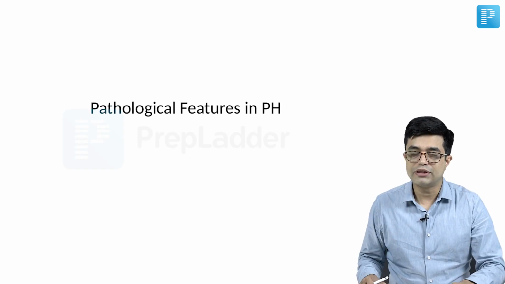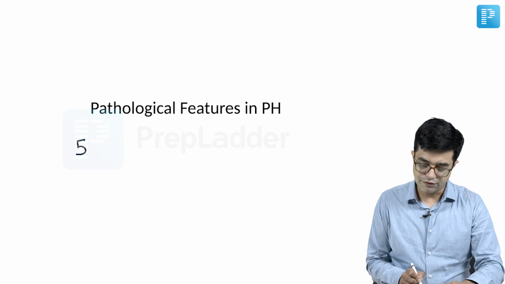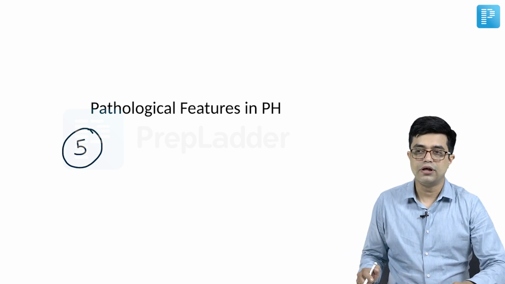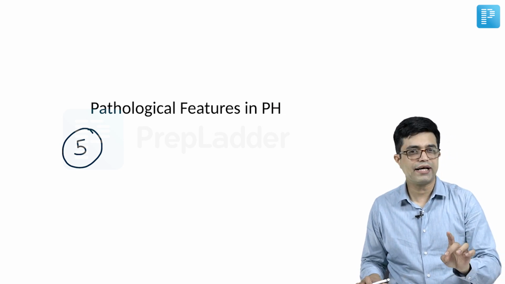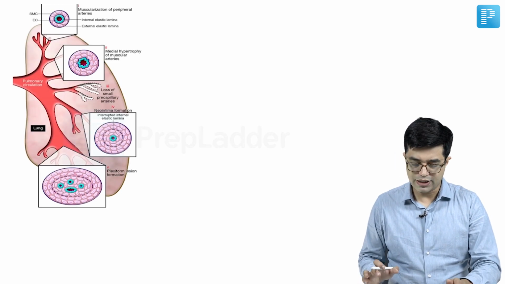Now next we come to the pathological features in pulmonary hypertension. There are 5 pathological features that you need to remember. Don't worry, we'll not go into details just like you might have seen in Robbins being given, but at least the names and what exactly is happening you need to understand, and we'll be doing it in a diagrammatic form. So look at this diagram.